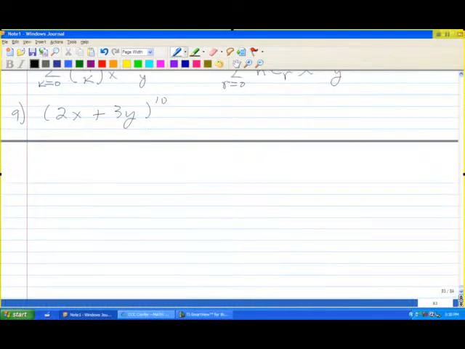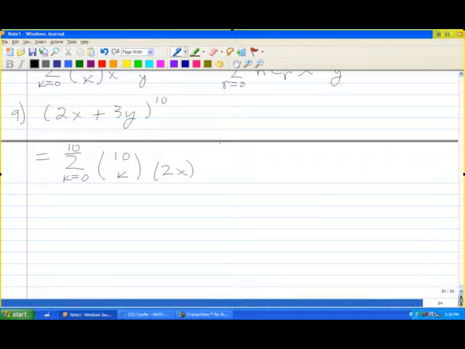Okay, so let's do this. This is equal to, well, let's do the binomial expansion. This is the sum, k equaling 0 to n, of nCk times the first coefficient to the n minus k, times the second coefficient to the k. In exercises 9 through 12, use the binomial theorem to write out just the first 4 terms of the expansion. So let's write out the first 4 terms.